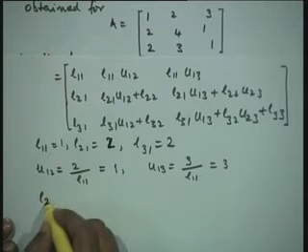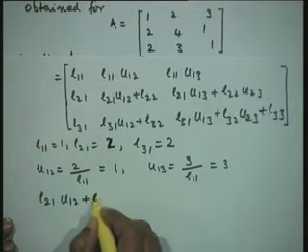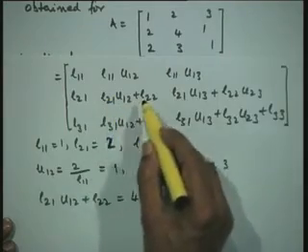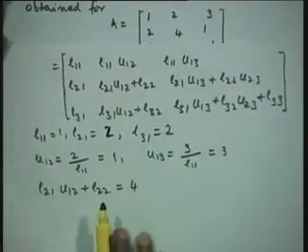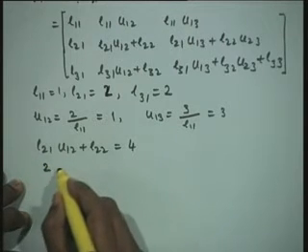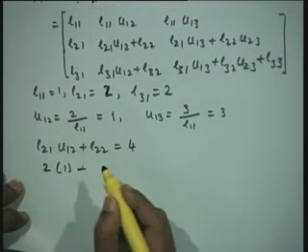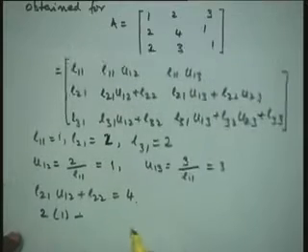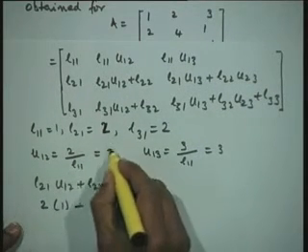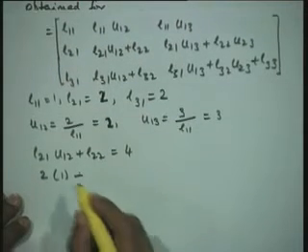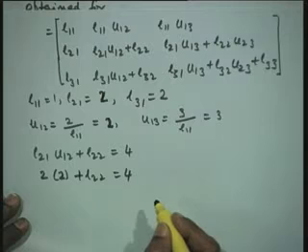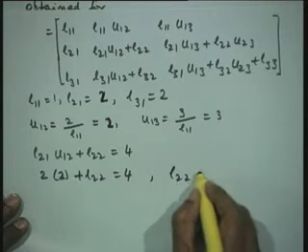Now, we go to L21 U12 plus L22 is 4. This element, L21 U12 plus L22, is 4. So, let us substitute for L21, that is 2, U12 is 2, sorry, yes, you are right. So, this is 2 times 2 plus L22 is equal to 4. Therefore, I get L22 is 0.